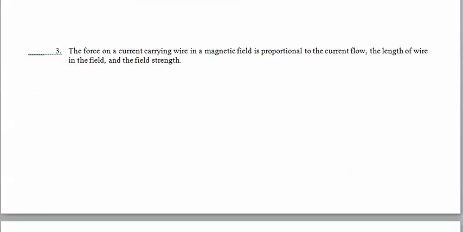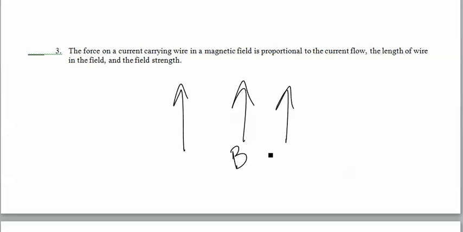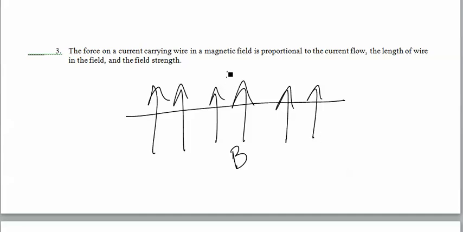All right, number 3. The force on a current carrying wire in a magnetic field is proportional to the current flow, the length of the wire in the field, and the field strength. So, we've got this wire. Actually, okay, we're going to create some magnetic field here. That's B. And we've got this wire that's running through here. So this is our L. And we're going to say that I is the current that's flowing through this wire.